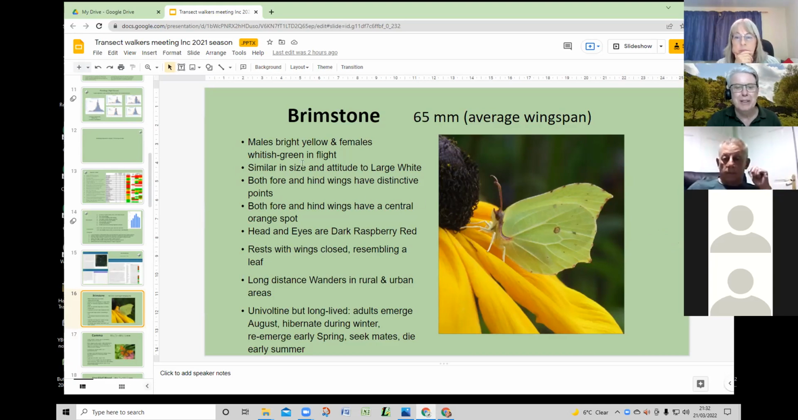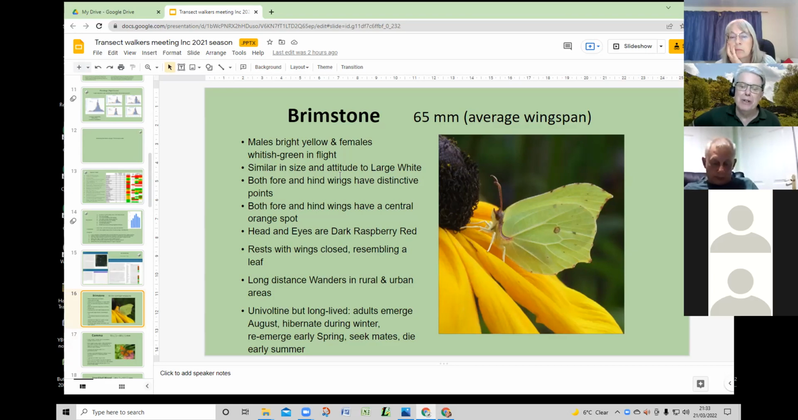But one of the key ones that Terry taught me was attitude is a good indicator for the whites. And certainly the brimstone and the large white are very similar in attitude. What Terry means is large whites usually set off in a particular direction.